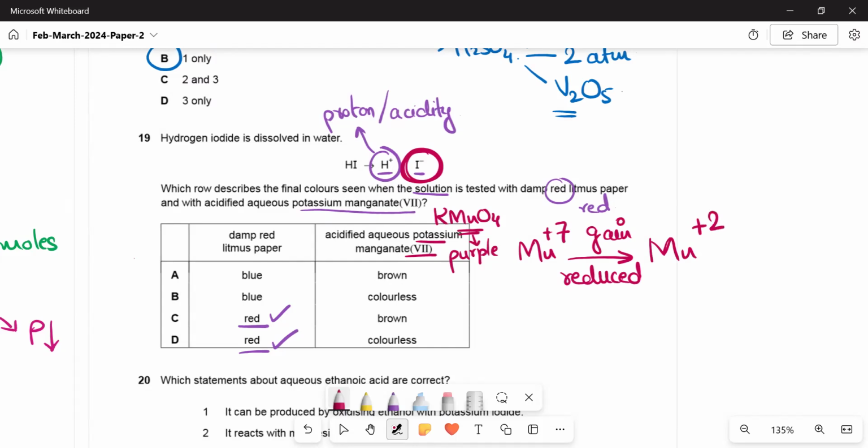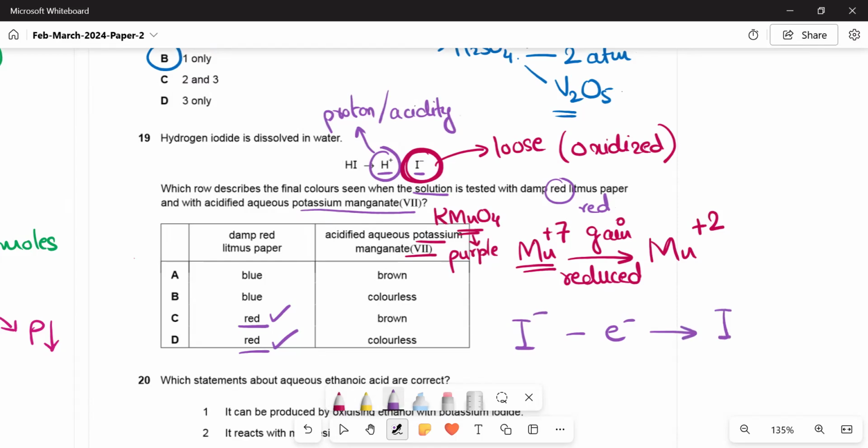It gains an electron and it makes iodine lose its electron. So manganese will gain and iodine will lose electrons. So it means that iodide ion will get oxidized. It loses electrons. Iodide ion is 1 minus, it has an extra electron. So it loses its electron and becomes I2.